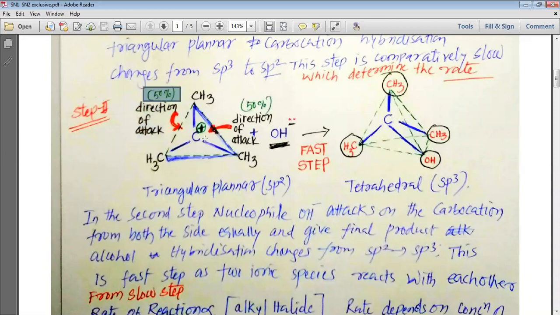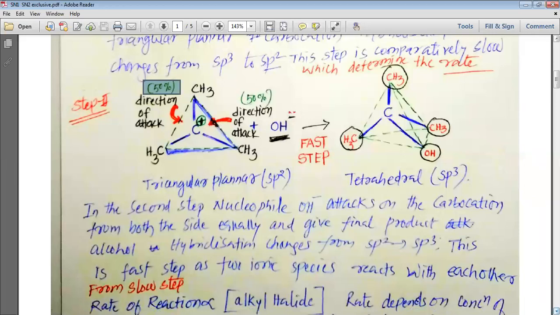This is a tertiary carbocation. OH minus attacks from both sides equally. 50% of the OH minus attacks from the left side, and 50% of the OH minus attacks from the right side. This is how it happens, and thus we get tertiary alcohol as a product, which is again tetrahedral in shape. So here in the second step, the triangular planar sp2 hybridized carbocation turns into tetrahedral alcohol.